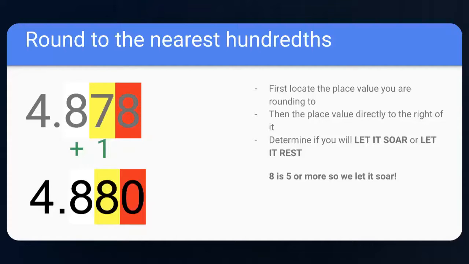And because we're going to let it soar, we're going to add 1 to the hundredths place because we're rounding up this time. So simple mathematics, we know 7 plus 1 equals 8. But still, just like when we rounded down, every place value after the place value we're rounding to is going to turn into the number 0. So our answer will be 4 and 880 thousandths.